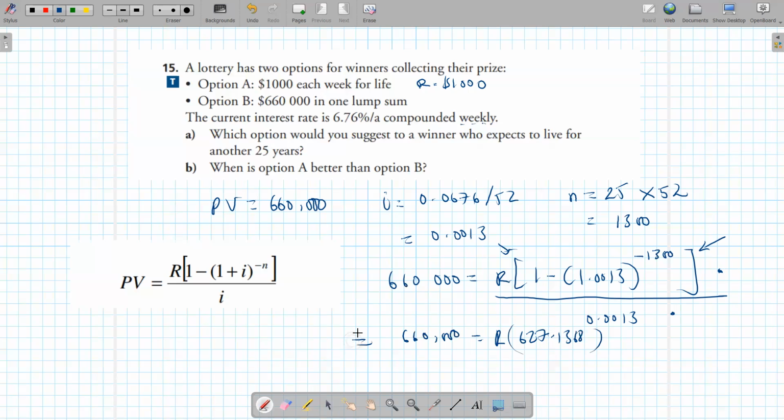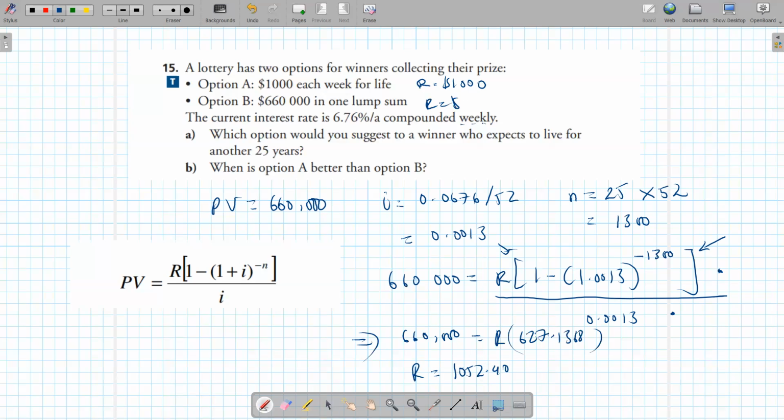See, we're in this stage of the equation. It's a linear equation. It's pretty straightforward. What do we do on both sides? You divide, right? So 660,000 divided by that. And that's going to be your actual R value, okay? So your R value is 1052.40.